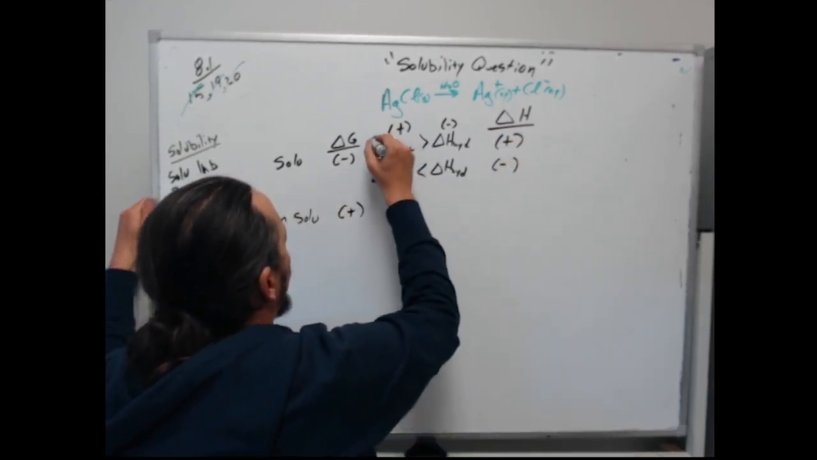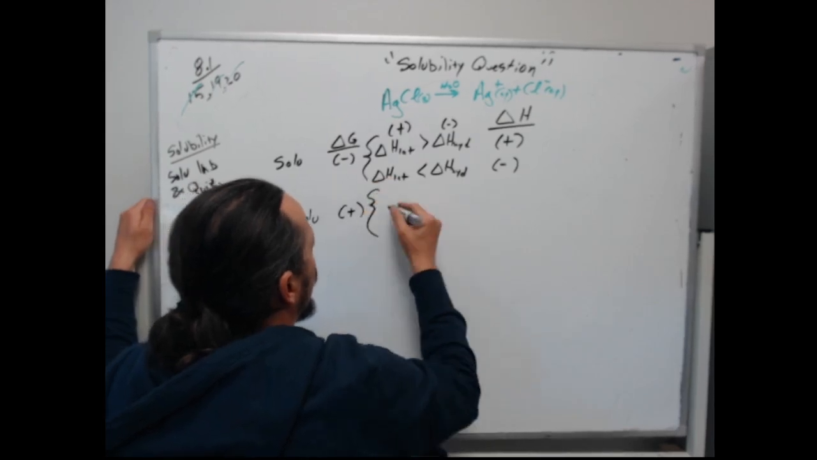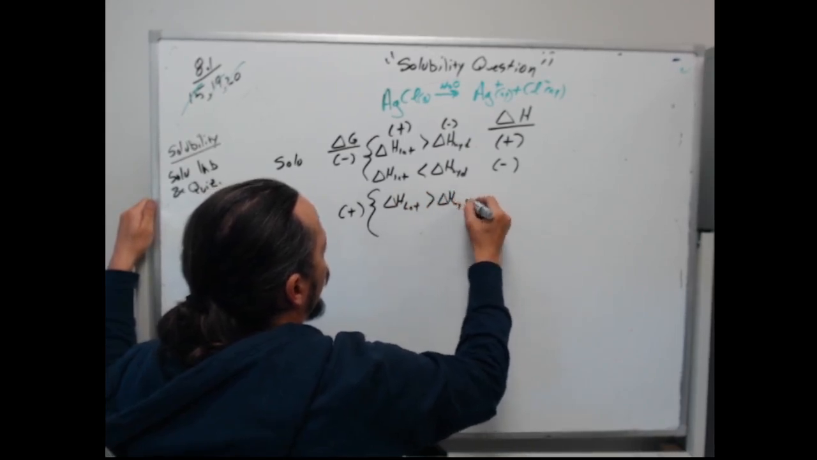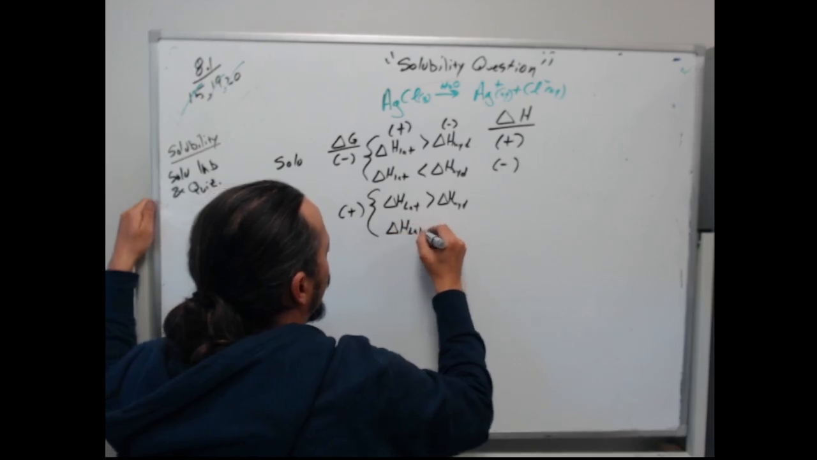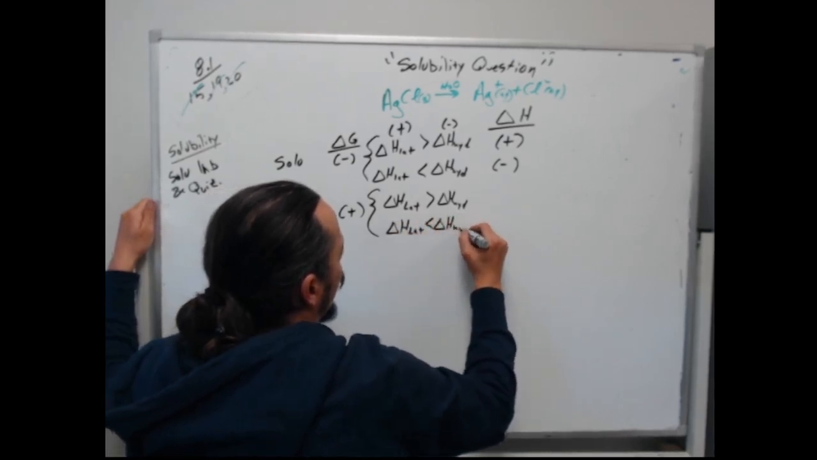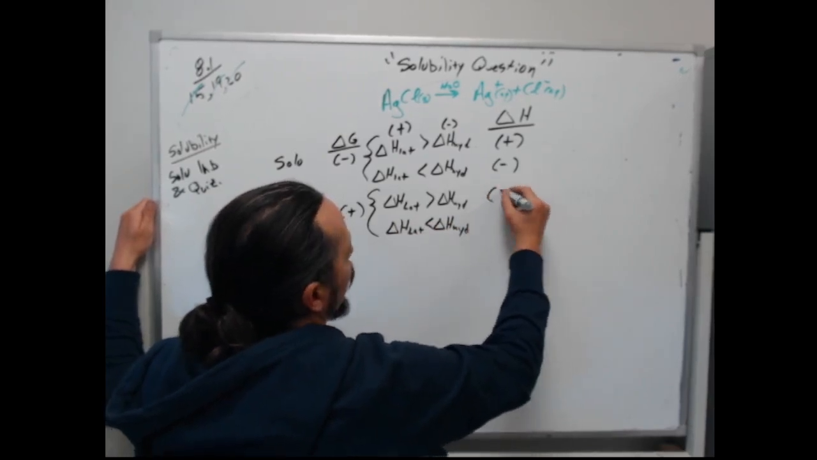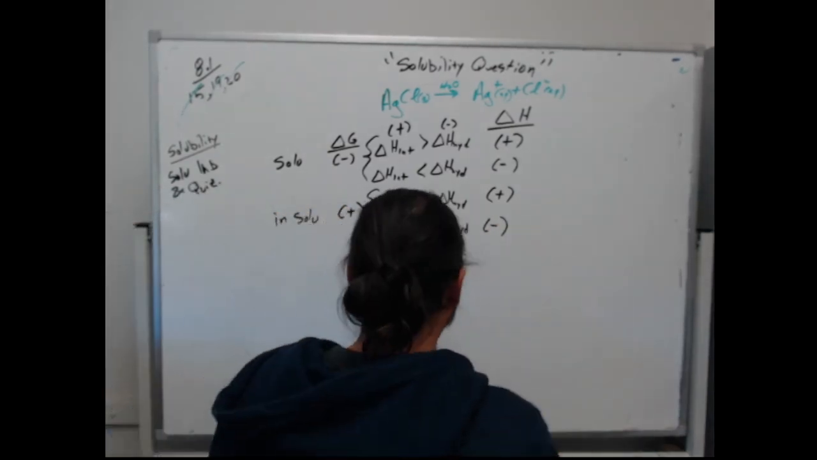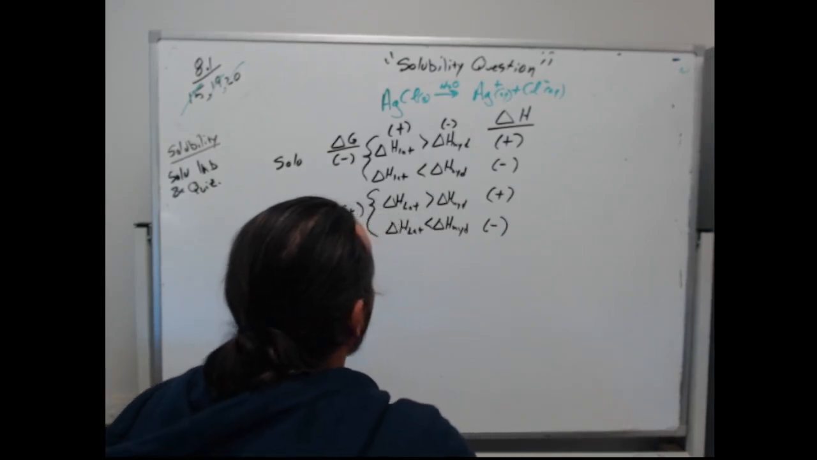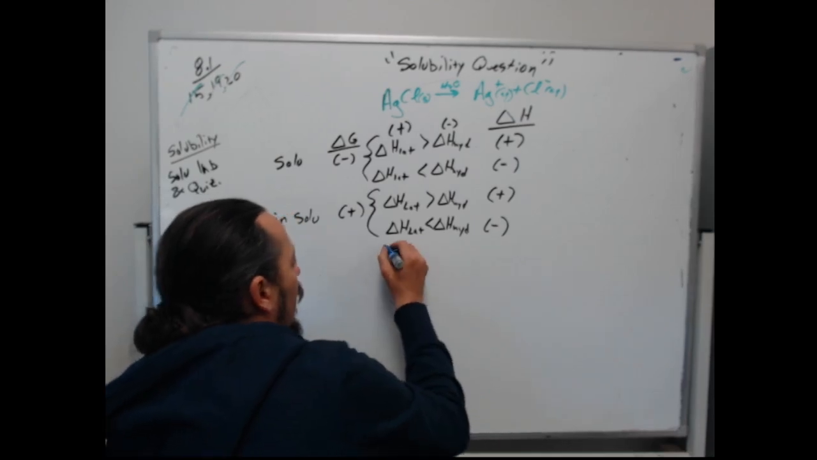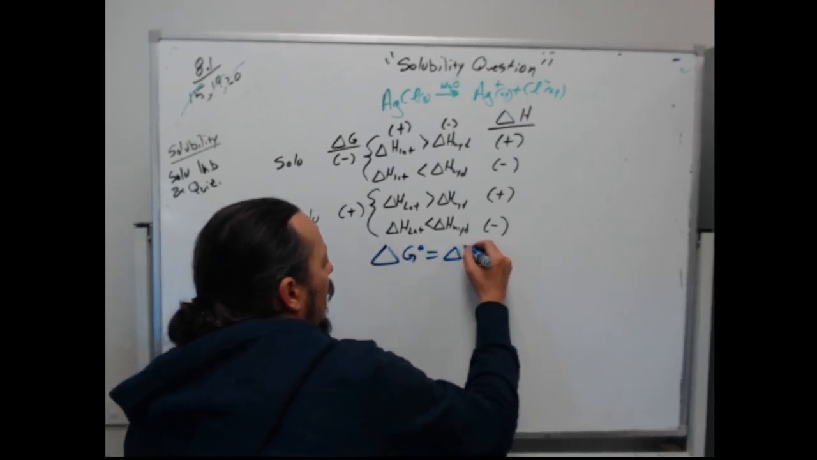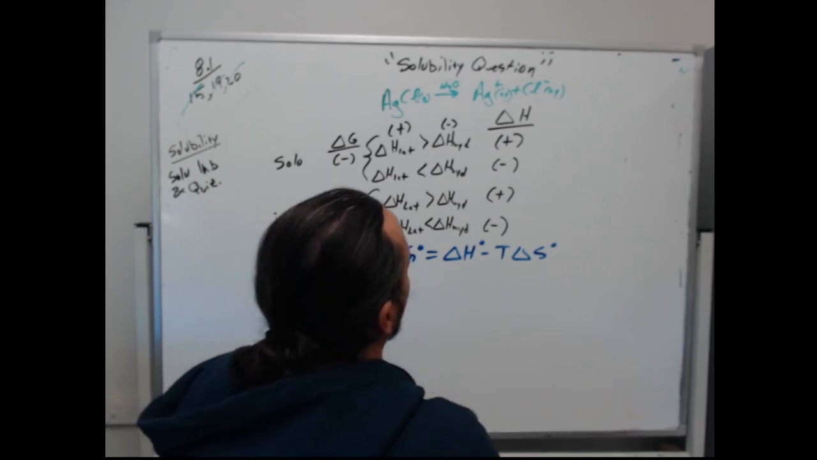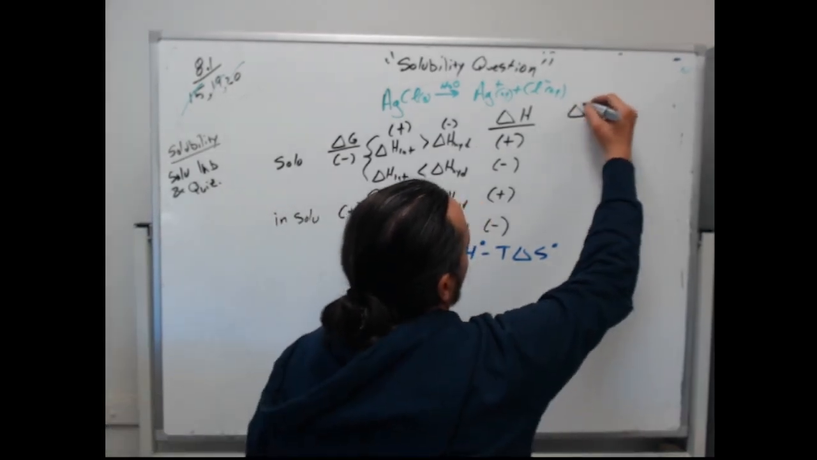And I have the same thing down here for my insoluble cases: delta H lattice greater than delta H hydration, delta H lattice less than delta H hydration. And so this would be positive in that case and negative in that case. Then to figure out my delta S's, I need the equation delta G equals delta H minus T delta S to do a little bit of logic. So then I got my delta S's.